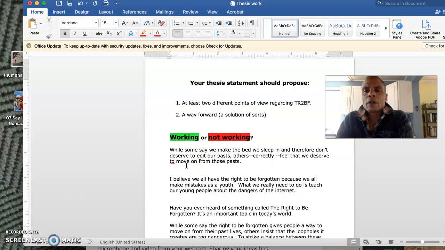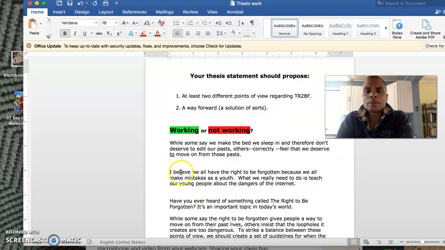Okay, so here are our samples. The first one: while some say we make the bed we sleep in and therefore don't deserve to edit our pasts, others, correctly, feel that we deserve to move on from those pasts. Okay, I'm going to give you a minute to think about it, and then I'm going to say a few words about this one.